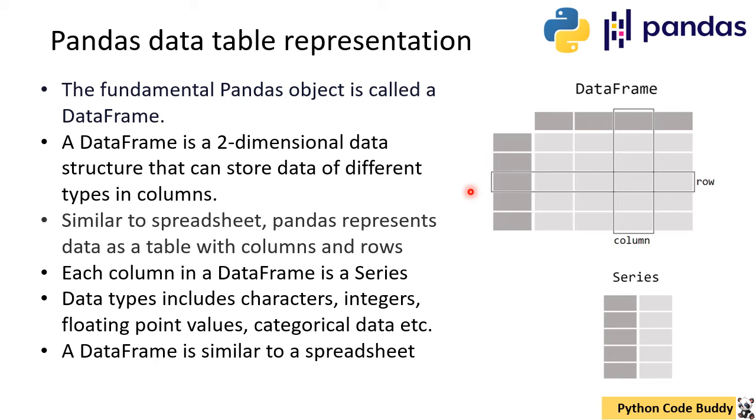Pandas represents data as a table with columns and rows, and each column in a data frame is a series. Like this is one column which you see, and if you just split that, you get that series. Now this is the indexing part which is there, which is common to all the columns. And data types can include characters, integers, floating point values, categorical data, etc., and it is very similar to a spreadsheet which I told you earlier.